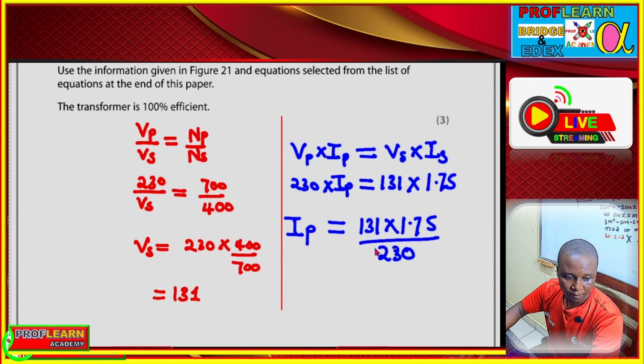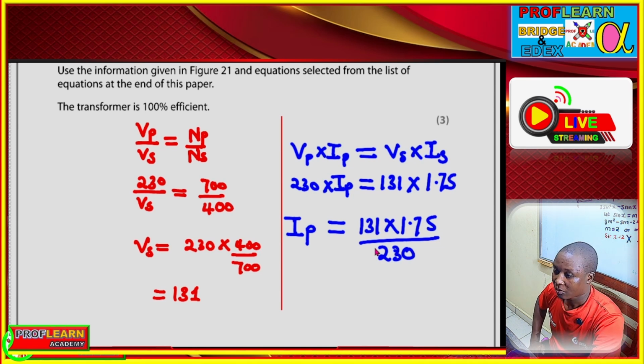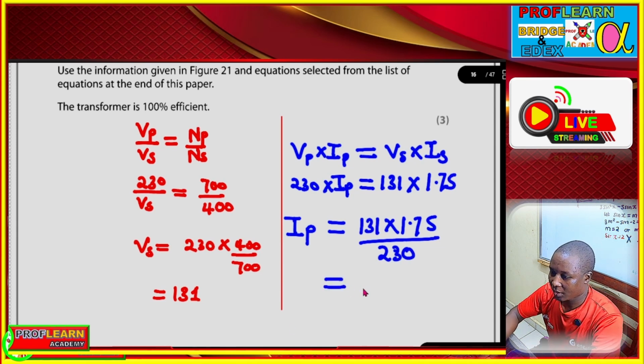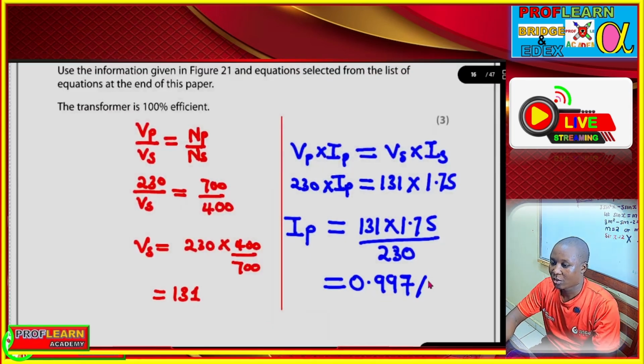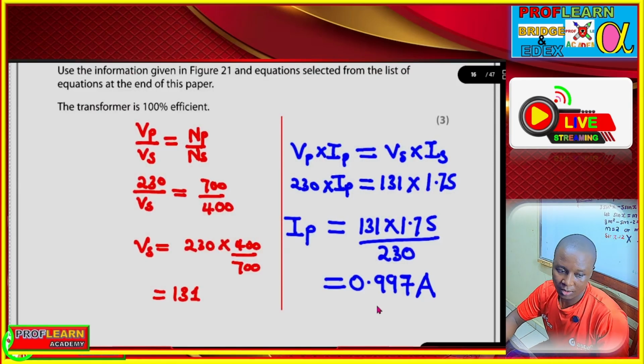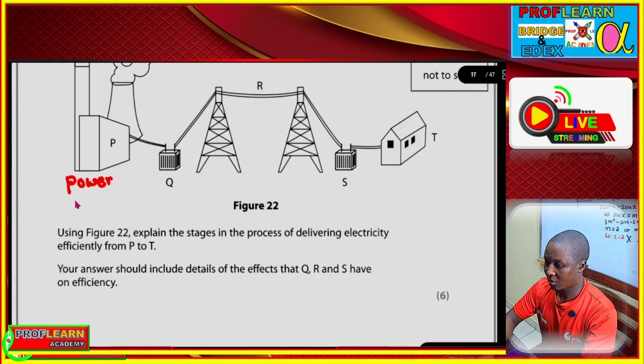we are going to get our answer equivalent to what? Let's put it in the calculator. This is 131 times 1.75 over 230, and this translates to 0.9967, which is going to be in amperes. So that is what we're going to get at that given point.